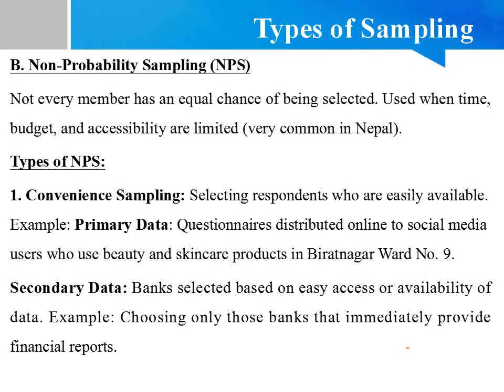Example: primary data, questionnaires distributed online to social media users who use beauty and skincare products in Biratnagar, Ward Number 9. Secondary data, banks selected based on easy access or availability of data. Example: choosing only those banks that immediately provide financial reports.